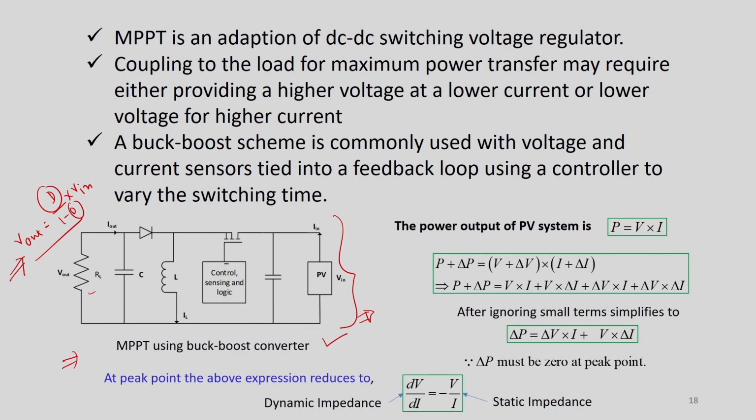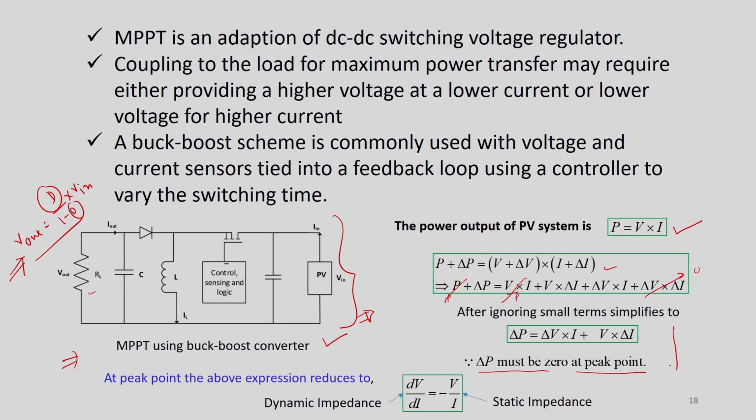If we consider the power output of a PV system, P is equal to V into I. If we consider an incremental increase in power, P plus del P is equal to V plus del V multiplied by I plus del I. If we do the simplifications and ignore the very small terms, V into I is nothing but P, so this cancels. Finally, we will have del P is equal to del V into I plus del V into del I. This del P must be 0 at the peak point.